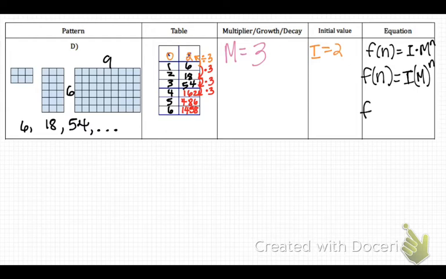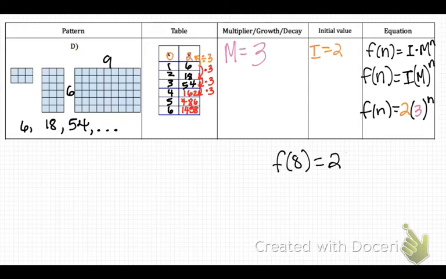So f of n equals, what is the initial value? 2, good. What is the multiplier? 3. And do I know what n is? No, so that stays there. So that would be my equation. That's my explicit formula. Can you guys find the 8th term for me? How would I do that? Yeah, I'm going to plug in 8.